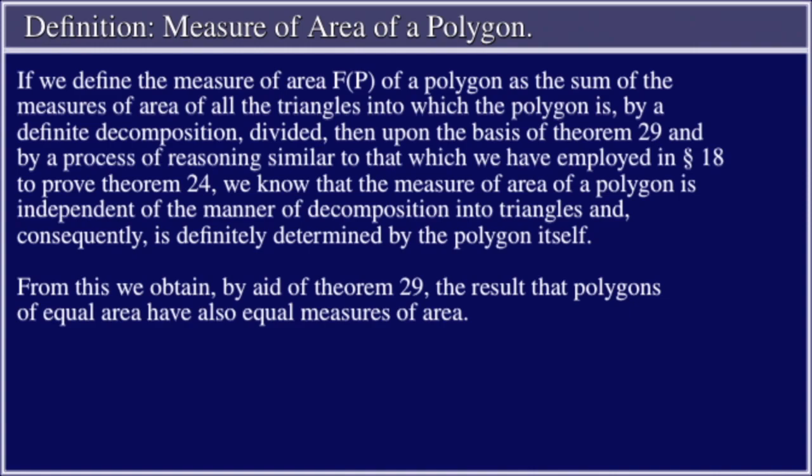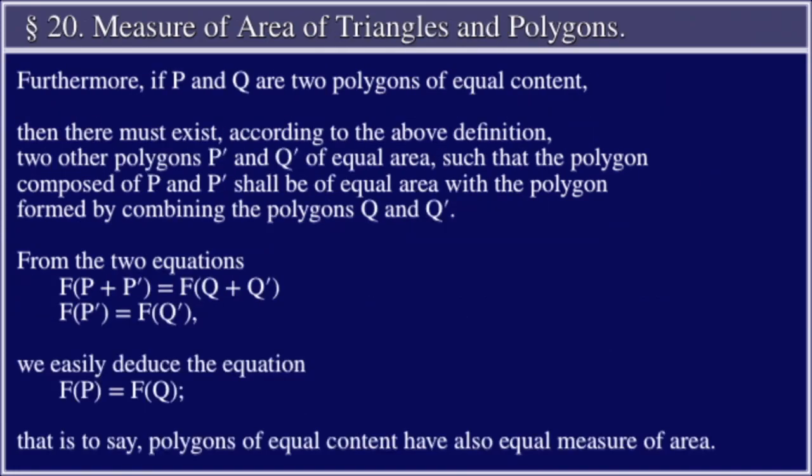From this we obtain, by aid of Theorem 29, the result that polygons of equal area have also equal measures of area. Further, if P and Q are two polygons of equal content, then there must exist, according to the above definition, two other polygons, P' and Q' of equal area, such that the polygons composed of P and P' shall be of equal area with the polygons formed by combining the polygons Q and Q'.